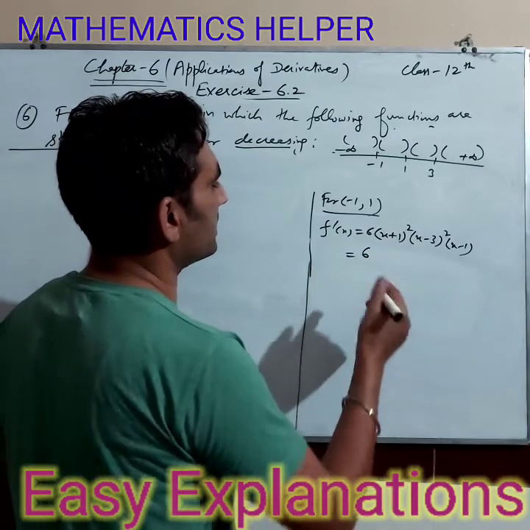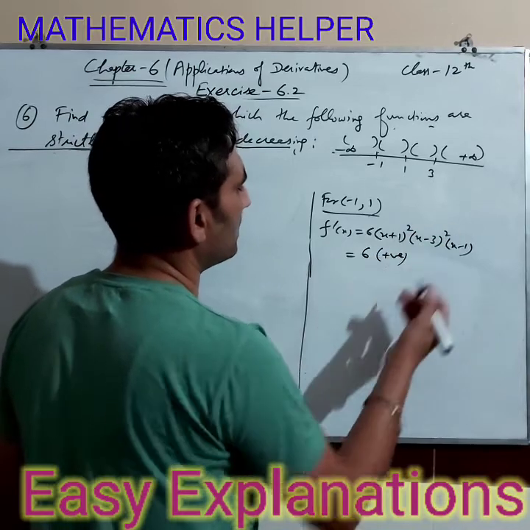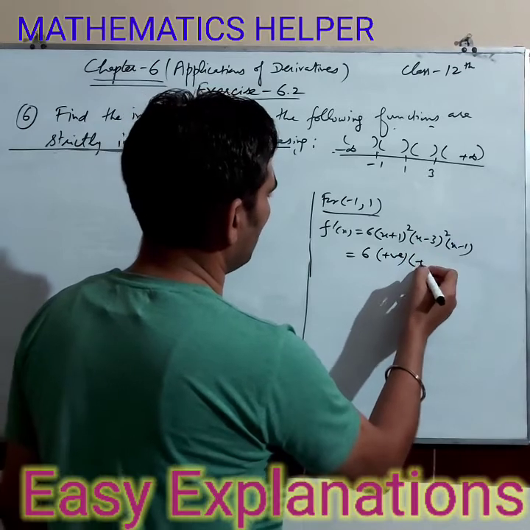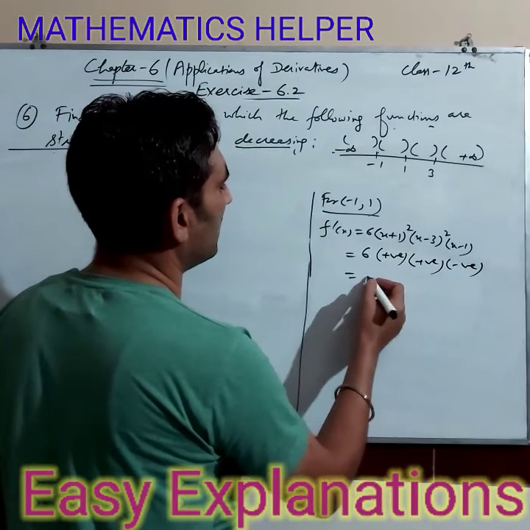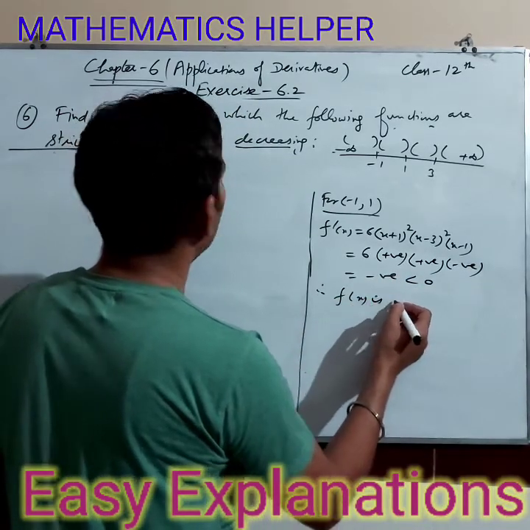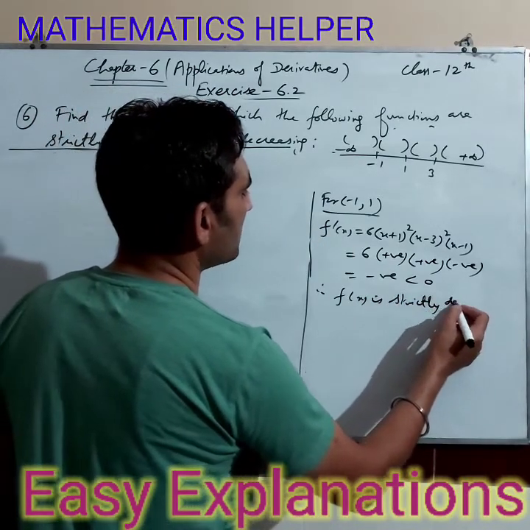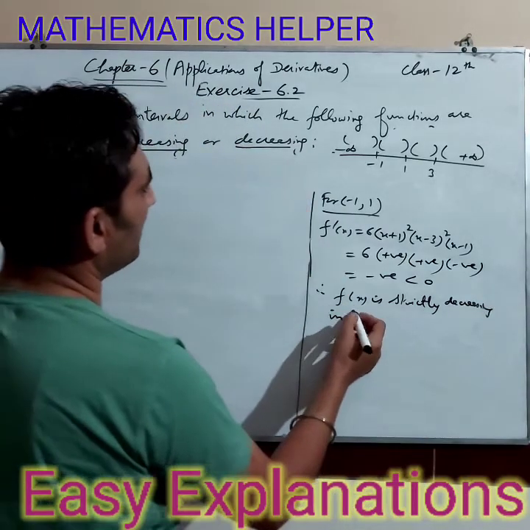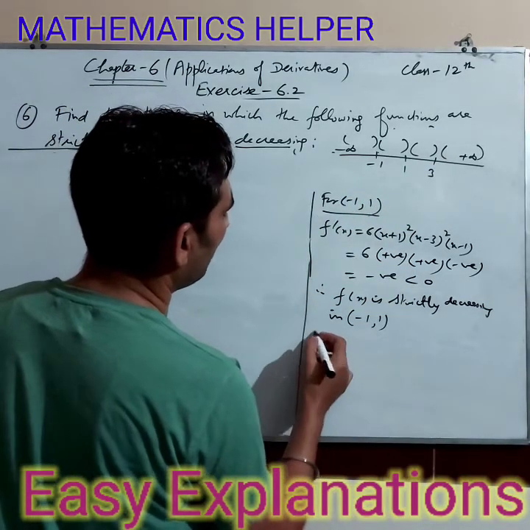If I write 6 as it is, 0 plus 1 will give a positive sign, and the square eliminates whatever the sign is inside, whether positive or negative. Here it is a square, so it will be positive. Here 0 minus 1 gives a minus sign, so ultimately you will have a negative sign, less than 0. So you will say therefore f x is strictly decreasing in this interval, which is minus 1 to 1.